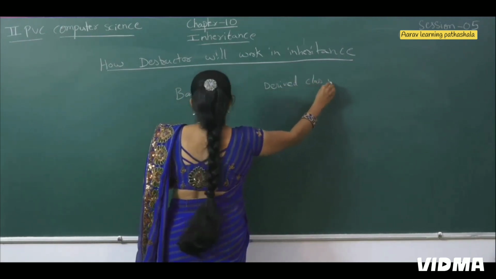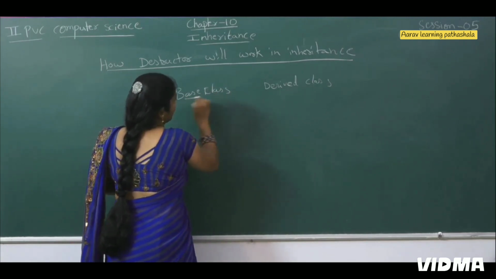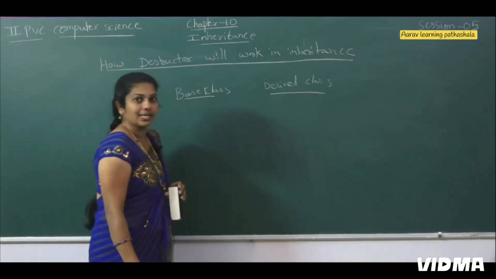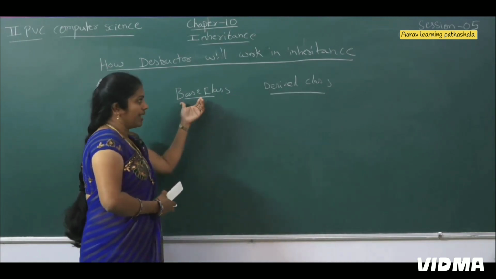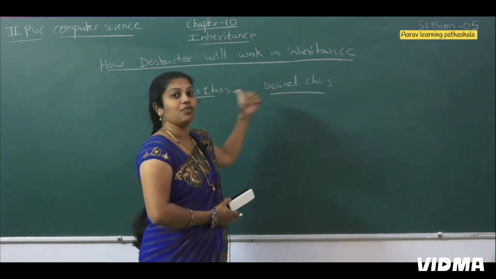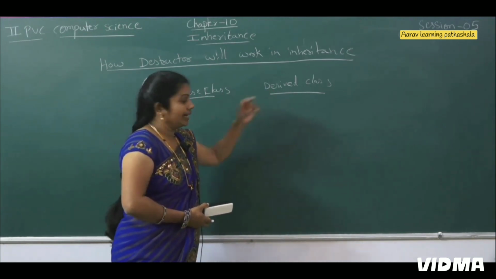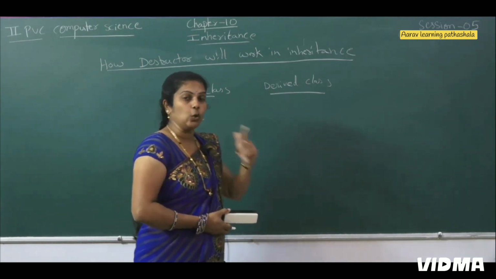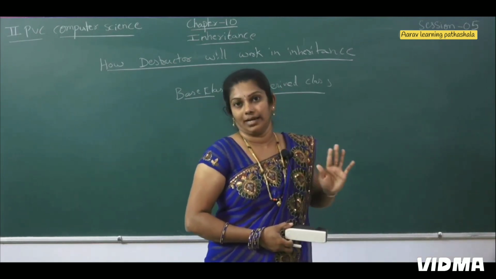Derived class, base class as well as derived class. Consider we have two classes, one is the base class and the other is the derived class. For example, if both the base class as well as the derived class have a constructor, which one will execute first?